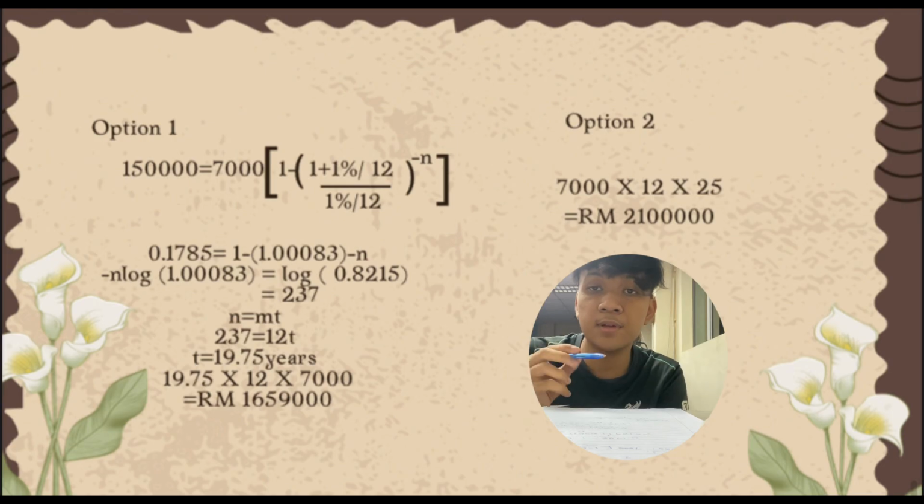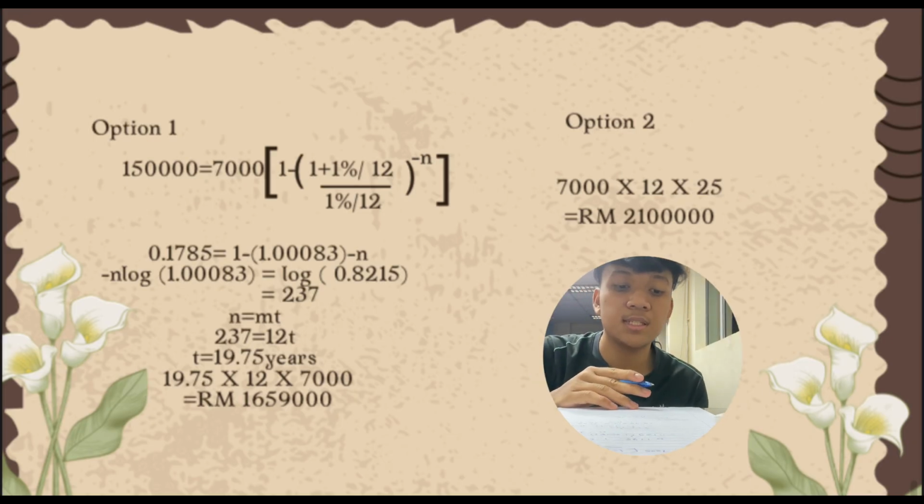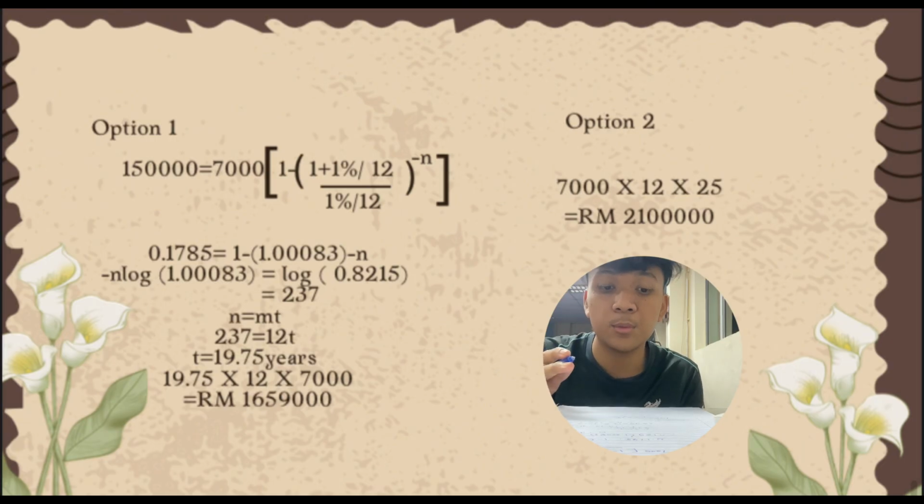It's 19.75 times 12 times 7,000, we will get the future value, which is RM 1,659,000. Option 2 is just 7,000 times 12 times 25. We will get RM 2,100,000. The best option that we can choose is option 2, which will give us a future value higher than option 1.